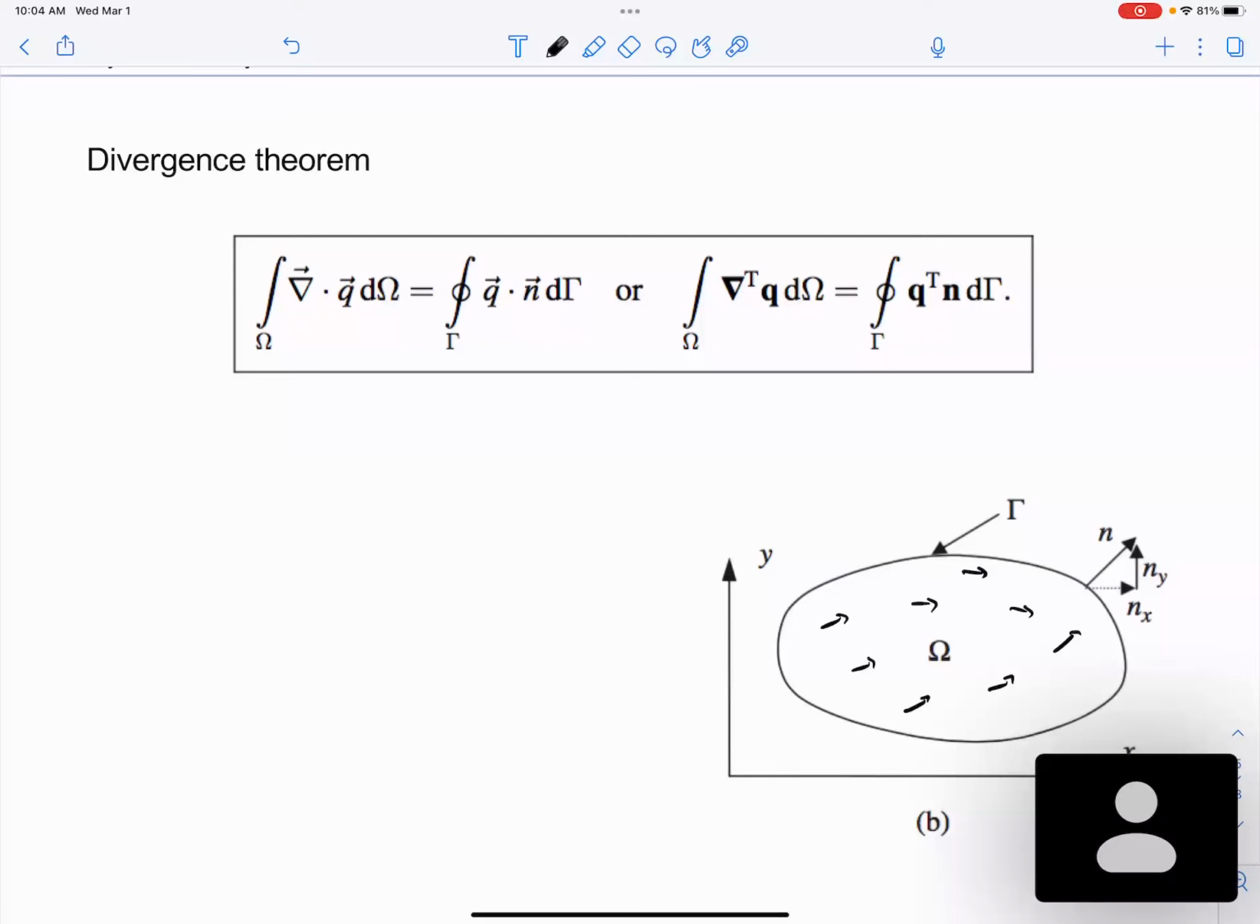This one actually does have more intuitive meaning. It says that if you take the divergence of that vector field and integrate it over the domain, that is the same as integrating the Q over the boundary. So this is Q dot N, which gives you some scalar. This one actually has an interpretation. This is sort of the scaled up version of what I was explaining for the divergence.